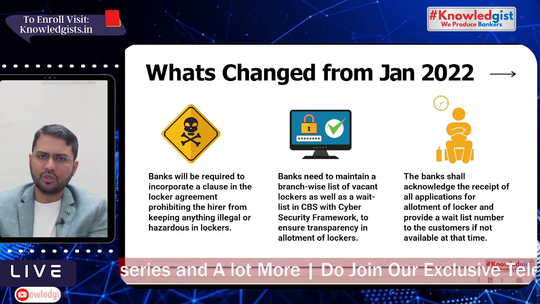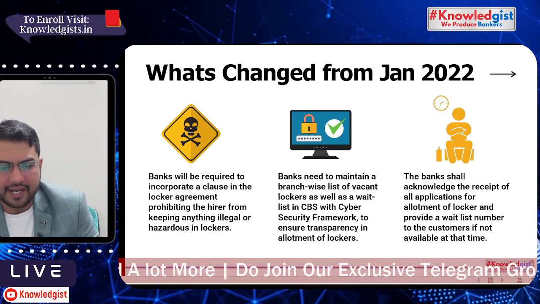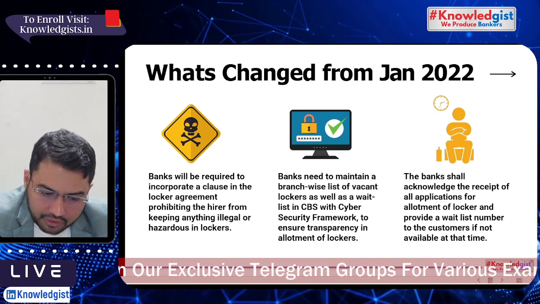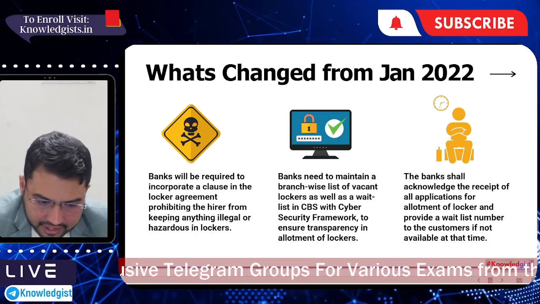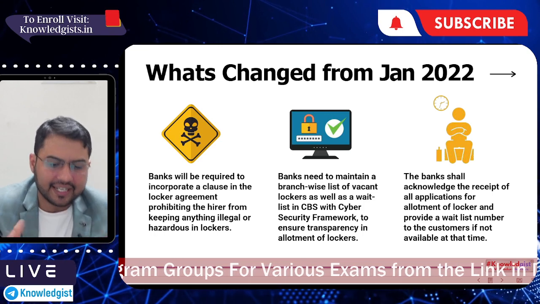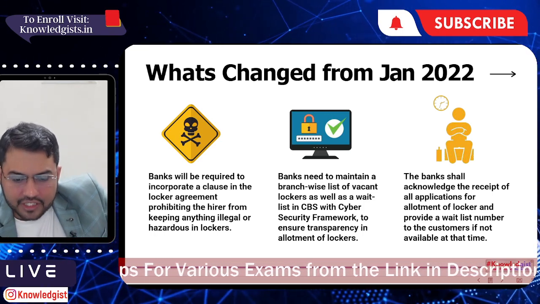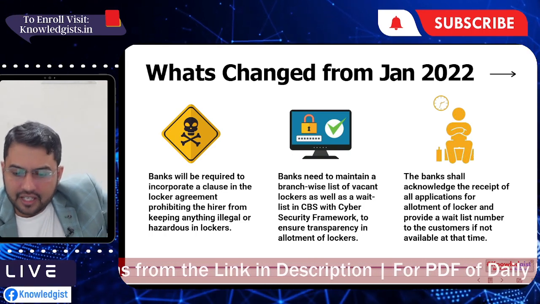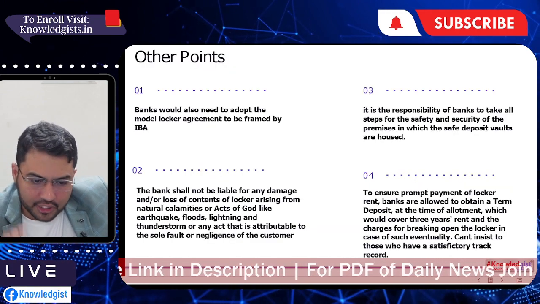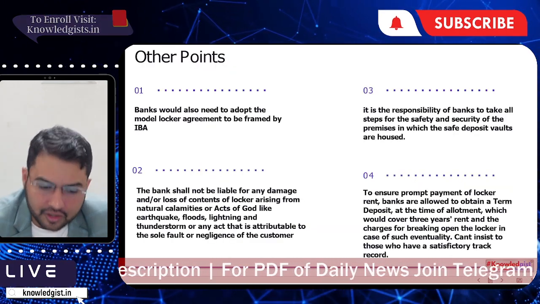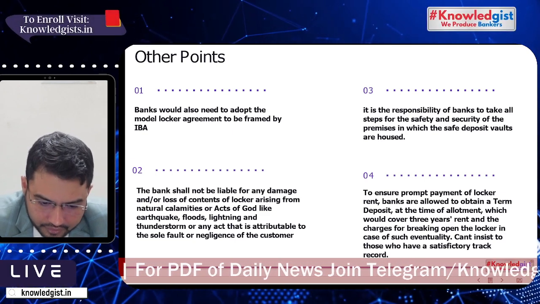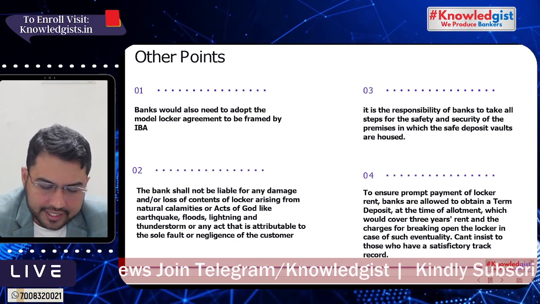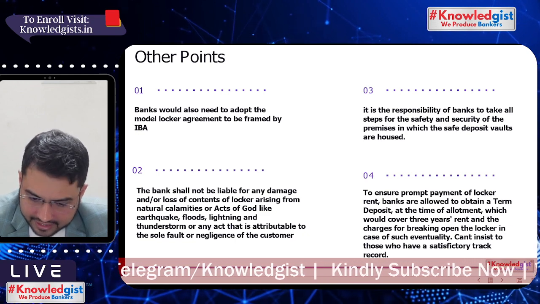Keeping all of this in mind, RBI has changed the following things from January 2022. Banks will be required to incorporate a clause in the new locker agreement prohibiting the hirer from keeping anything illegal or hazardous in the locker. Banks need to maintain a branch-wise list of vacant lockers and the waiting list. The bank shall acknowledge the receipt of all applications and allot a waiting list number to them. Banks would need to adopt a model locker agreement framed by IBA. Banks shall not be liable for any damage or loss from an act of God, such as earthquake, floods, lightning, etc.